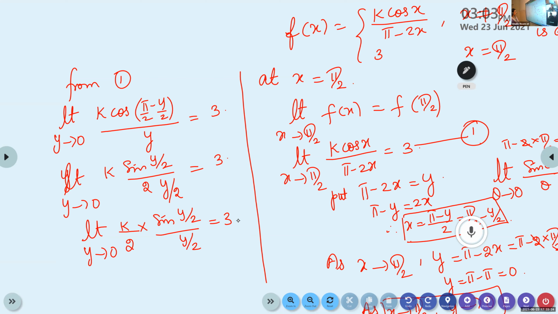Now use the identity: limit as theta tends to 0, sine theta by theta is 1. Therefore, we will get k by 2 is equal to 3. Therefore, k is equal to 6. The value of k is 6.